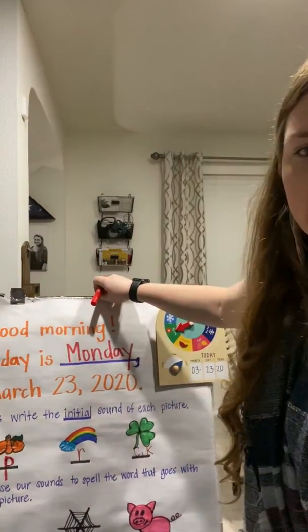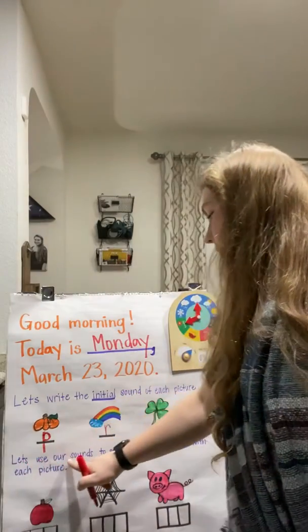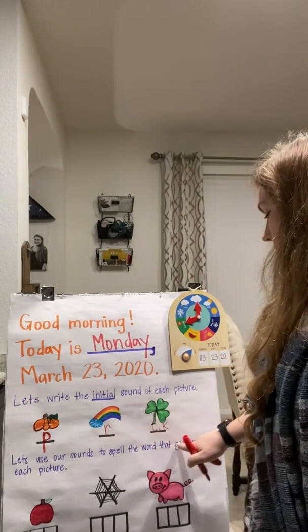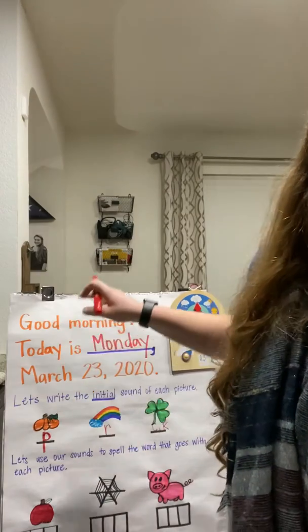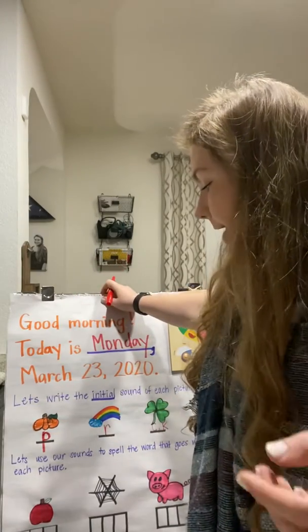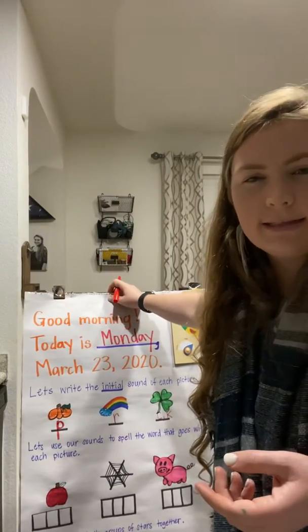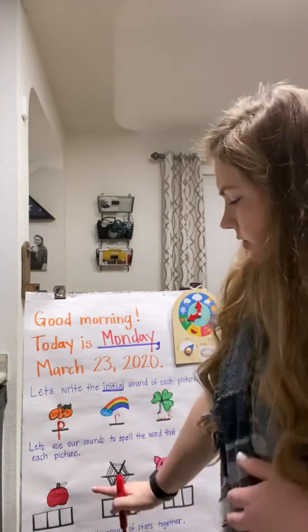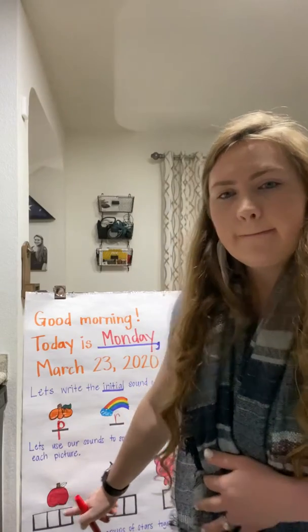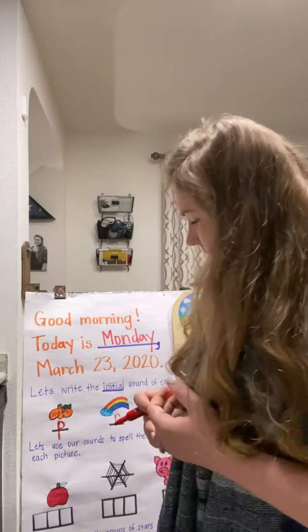Now underneath it says, let's use our sounds to spell the word that goes with each picture. So we're going to go ahead and read through each picture. And as we read through them, I want you to be thinking about what sound does that make? What sounds go with that picture? Do you know what this first picture is? What's that very first picture down there? It is actually an apple. Say apple.